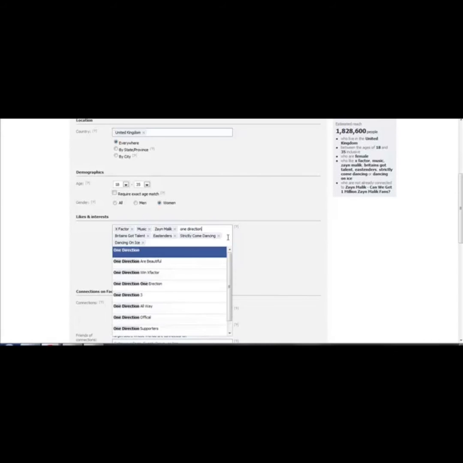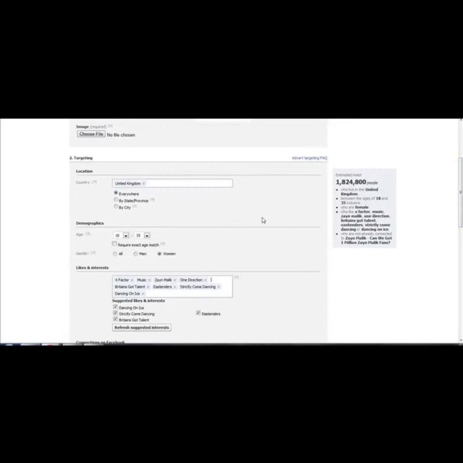Okay, I'm gonna put down something like music. People who like music, people who are fans of this guy already. Put down the name of the band, and you can just type in different likes and interests, and that will get you lots of people clicking onto your fan page, because there's a lot of fan pages devoted to things like this: music, entertainment, things, Beyonce, things like that.